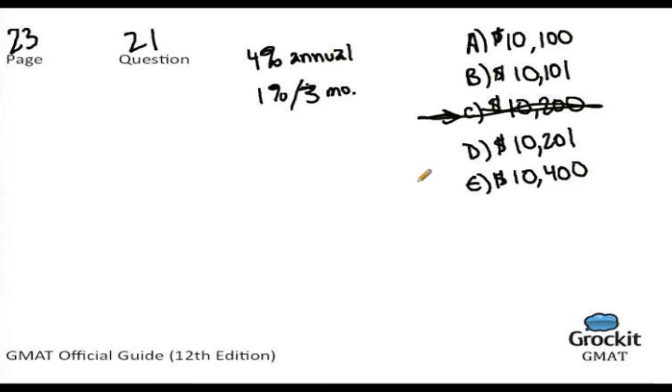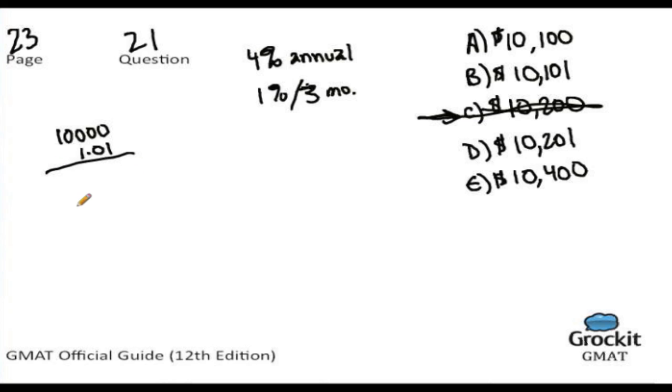So we already improved our odds of guessing to 1 in 4, even if we didn't have time to answer the rest of the question, which makes our life easier. For that, it's just a straightforward math problem. We take 10,000 and we multiply it times 1.01. That's 100% of his principal plus the 1% interest.